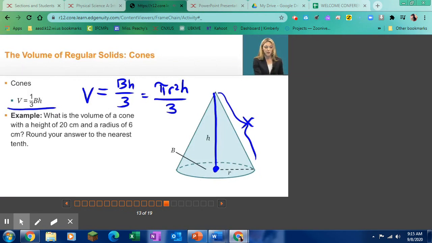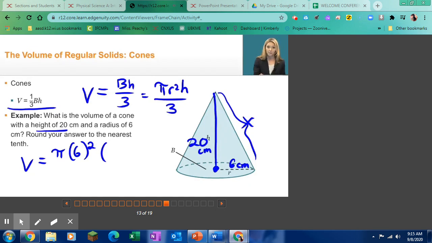So let's take a look at this example together and we'll work through it. What is the volume of a cone with a height of 20 centimeters and a radius of 6 centimeters? Round your answer to the nearest tenth. So let's just plug in our numeric values into the formula. Volume equals base, which is pi, times the radius, that is 6, squared, times the height, which is 20, and then all of that divided by 3.